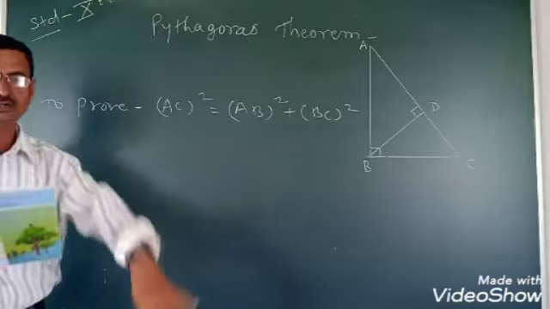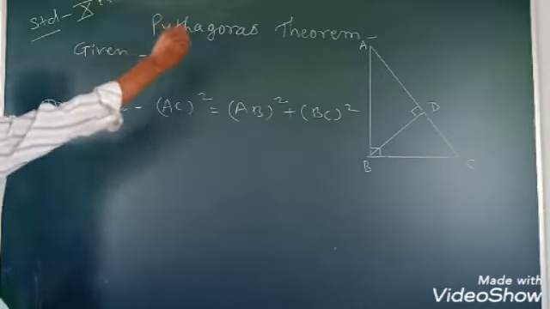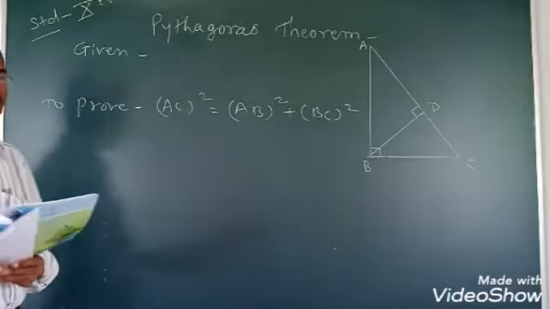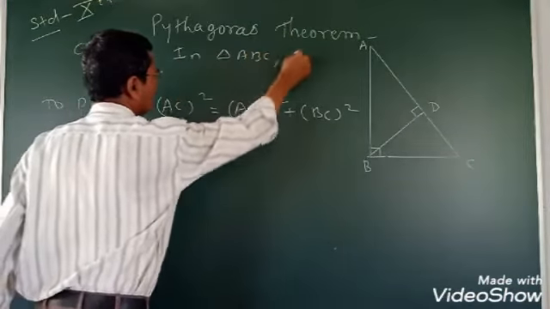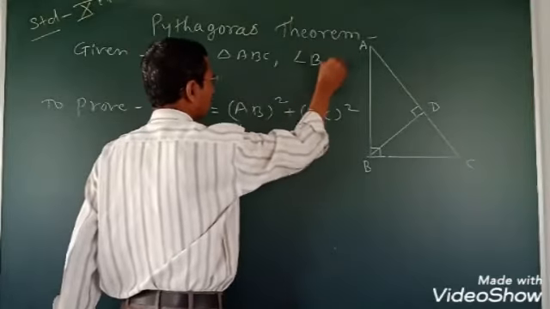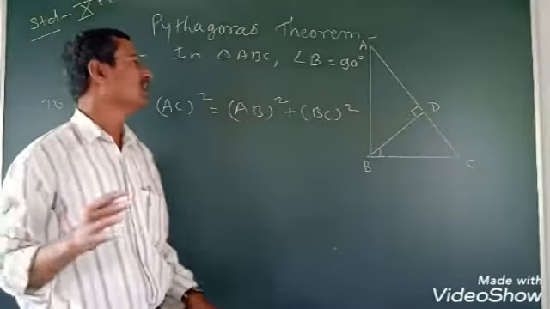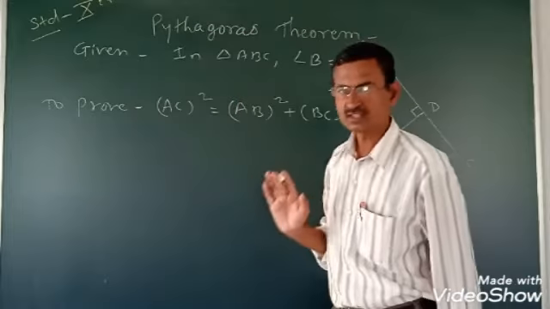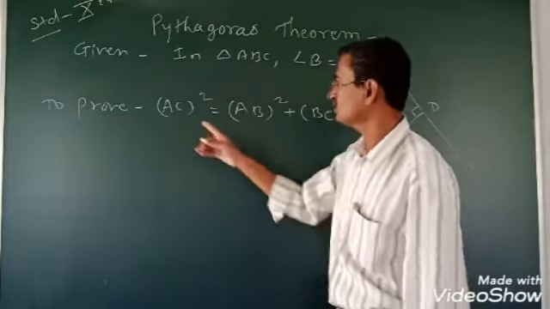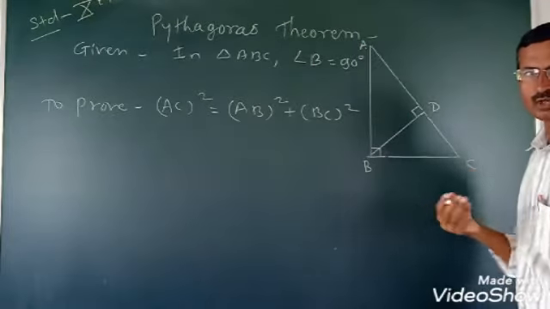This is Pythagoras theorem. Now what is given in the above figure? Triangle ABC. Write down the given things. In triangle ABC, angle B is equal to 90 degrees. Only this information is given, and by using it, you have to prove the hypotenuse theorem, the Pythagoras theorem. The Pythagoras theorem is AC square is equal to AB square plus BC square. We have to prove it.